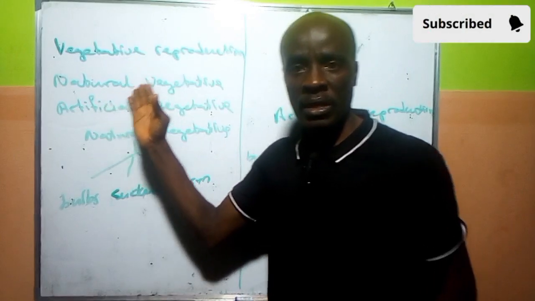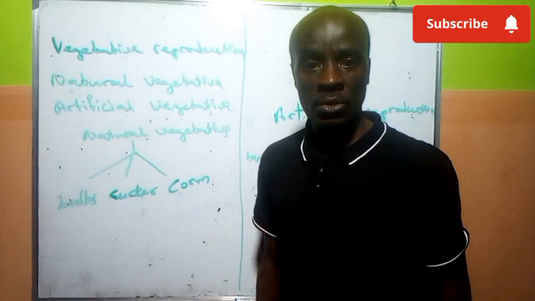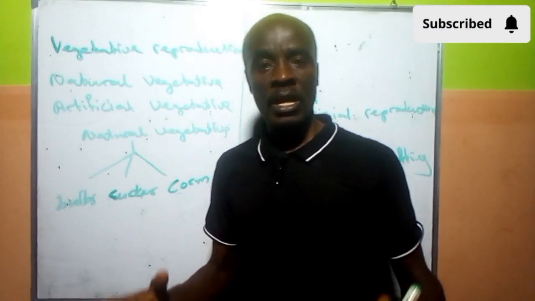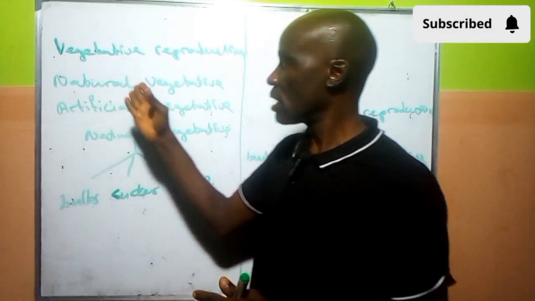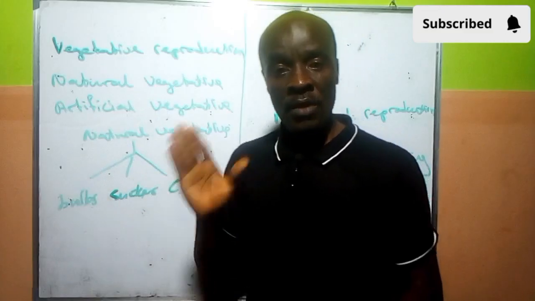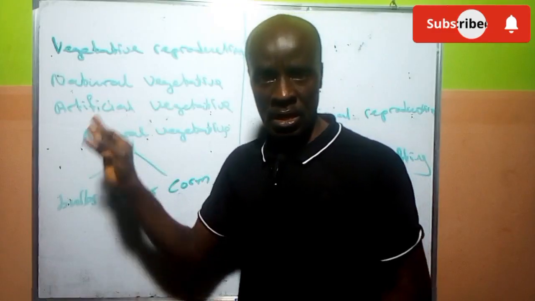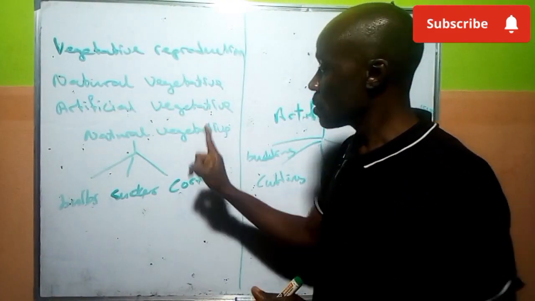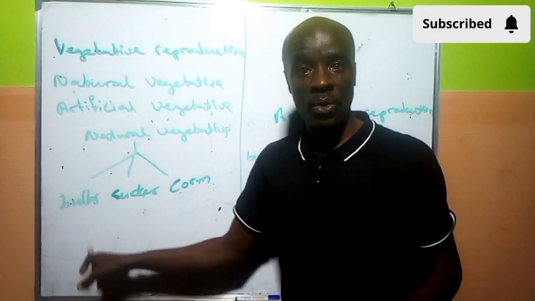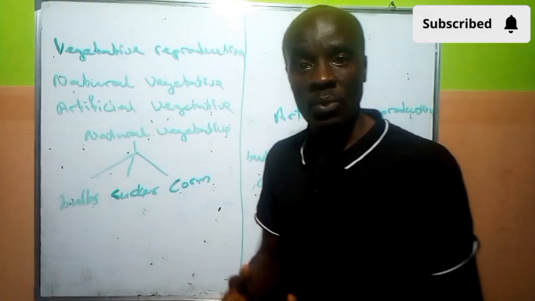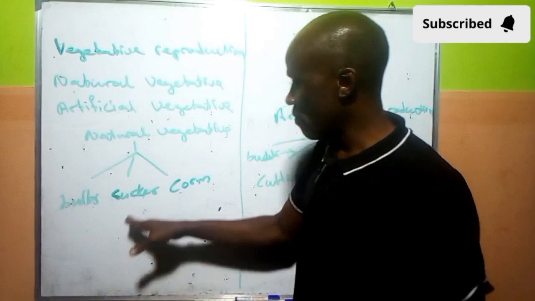In plants, we have another kind of reproduction we call vegetative reproduction. Vegetative reproduction is a kind of asexual reproduction, because there is no fusion of gametes. We have two types of vegetative reproduction in plants: natural vegetative reproduction and artificial vegetative reproduction. Under natural vegetative reproduction, one of the types is the bulb. Onion is a good example of a plant that exhibits this. And we have another one, the sucker.